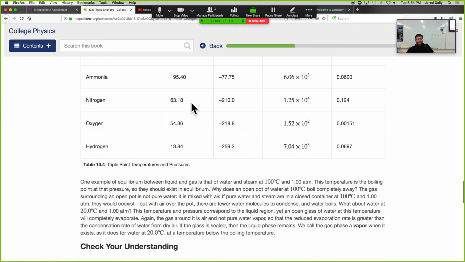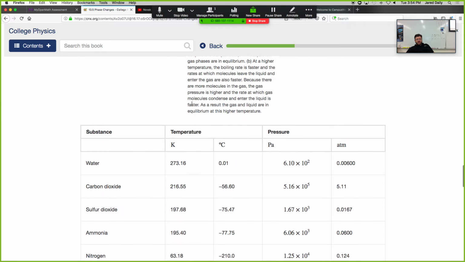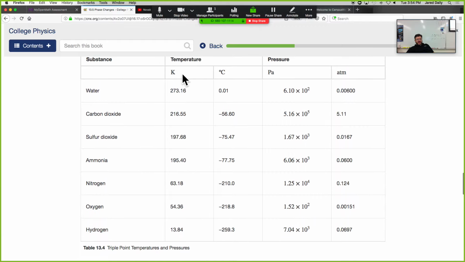No, these are the triple point temperatures. So this is where you can get liquid that freezes and boils at the same time. Right? So for water, you have to have it at about 0 degrees Celsius, but you have to have it at a low pressure. Carbon dioxide has to be even a lower temperature, but it has to be at a high pressure. Right here.